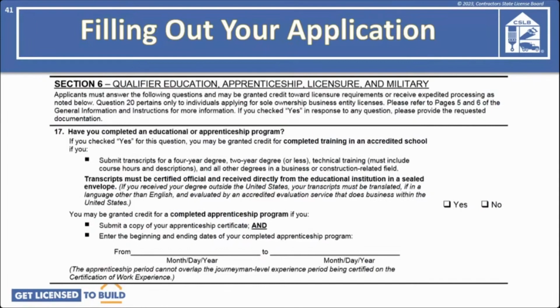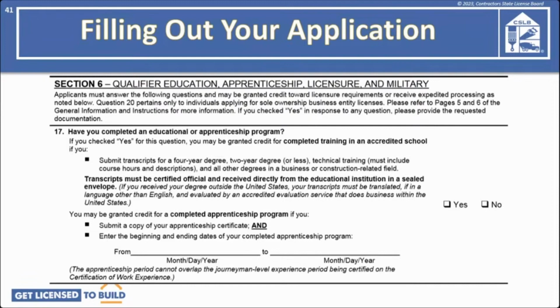Parts of the application, Section 6, qualifier education, apprenticeship, licensure, and military. You may be granted credit towards the 4-year experience requirement based on your education. Question 17 asks if you had completed an educational or apprenticeship program. You will need to submit official sealed transcripts if you would like to be considered for this credit. If you are attending formal training or an apprenticeship program, you will need to provide a certificate of completion.